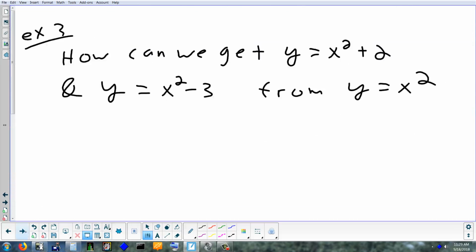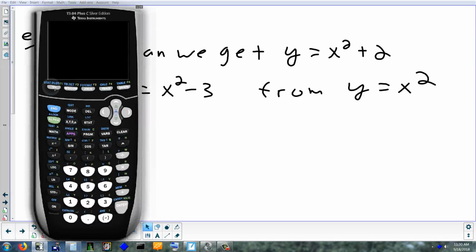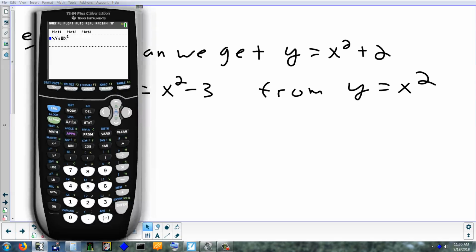Okay. All right, let's look at this one. This one's a little different. We're not multiplying by a number in front of x squared. We're adding a number onto the end of x squared. So let's try it. Let's graph y equals x squared, and then y equals x squared plus 2.